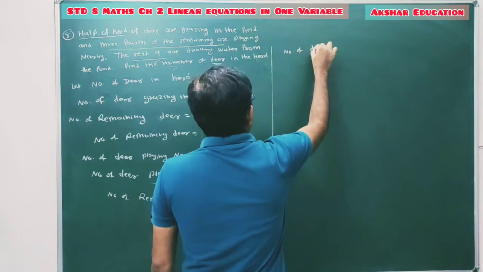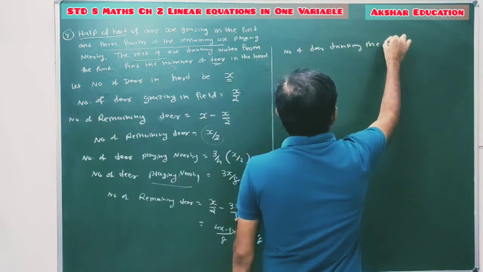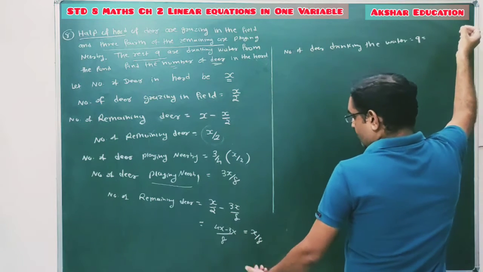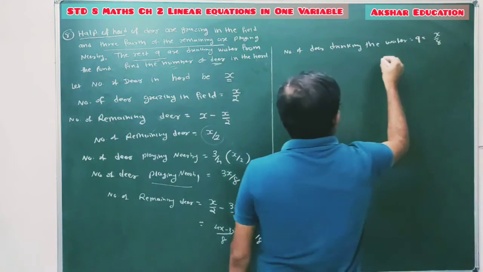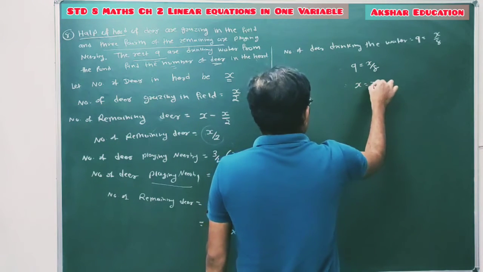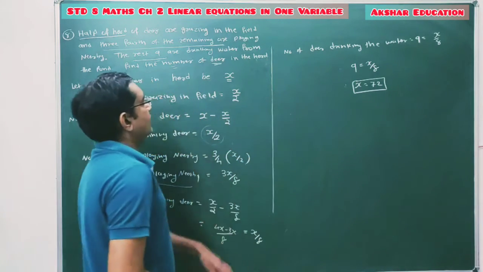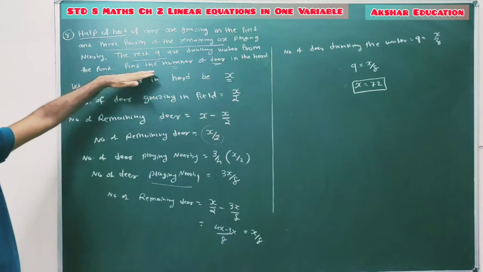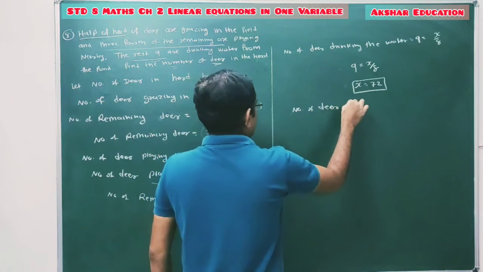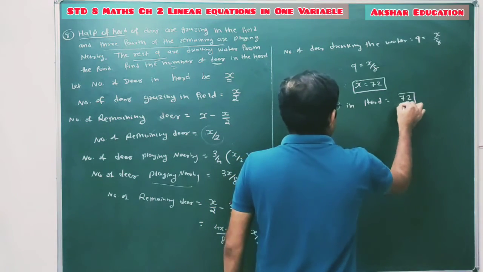So the number of deer drinking the water, they are equal to 9, and they are nothing but the rest of the remaining deer, which is equal to x/8. So here we can say 9 equals x/8, therefore x equals 8 9s are 72. So total x, what is x? Number of deer in a herd. Find the number of deer in the herd, that is our answer. So the number of deer in the herd is 72.